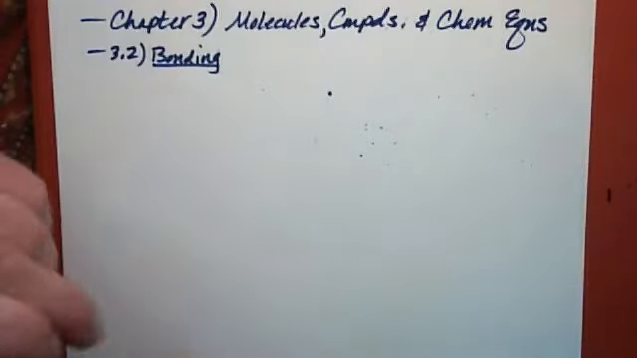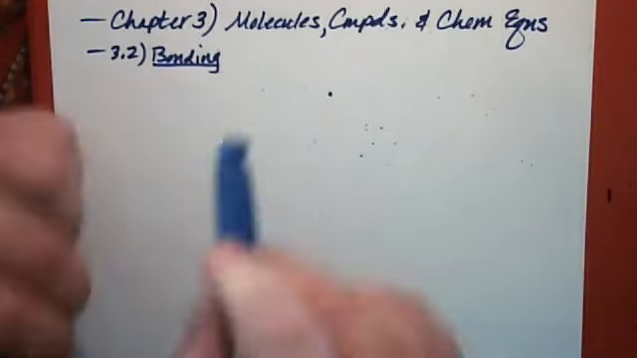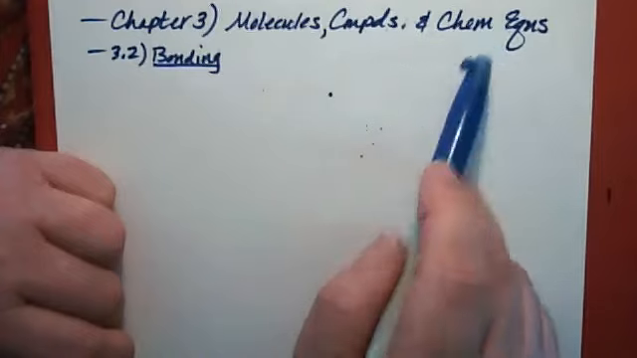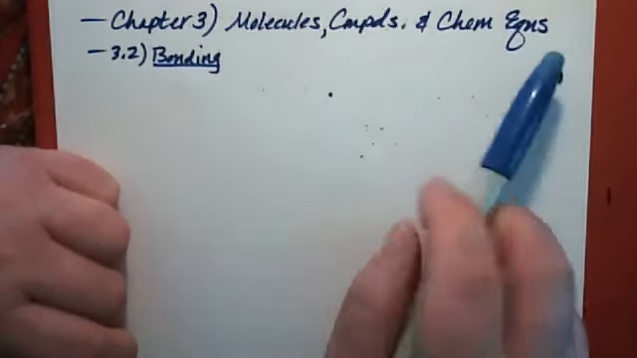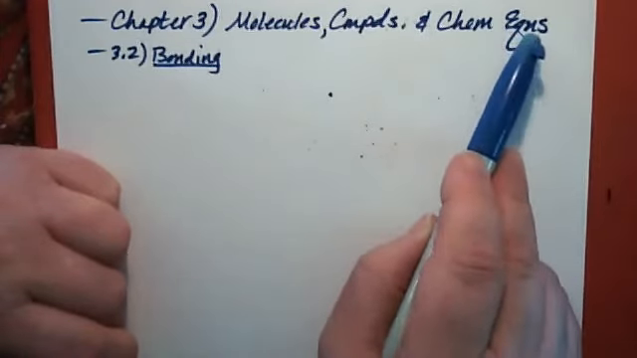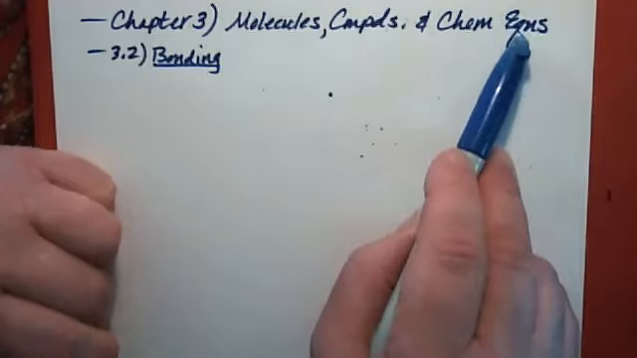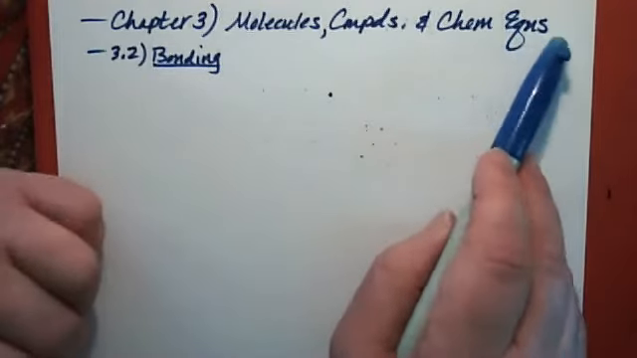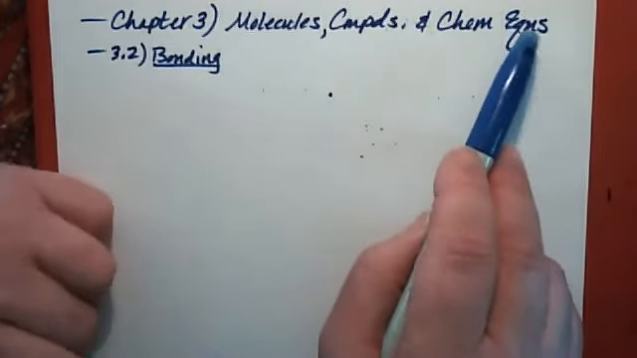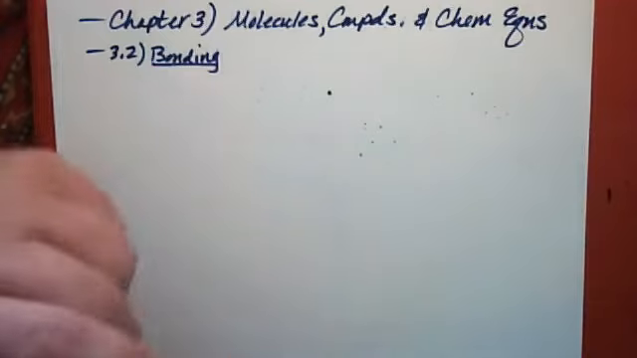Okay, well, here we are at the beginning of Chapter 3. Chapter 3 is called Molecules, Compounds, and Chemical Equations. This is an abbreviation for equation that is very common in chemistry, so you might see it from time to time, so now you know what it means.